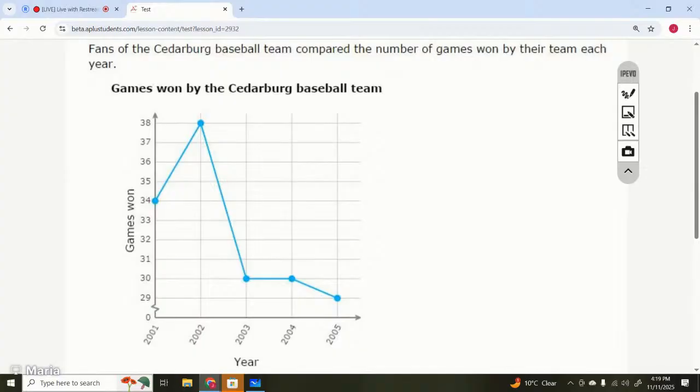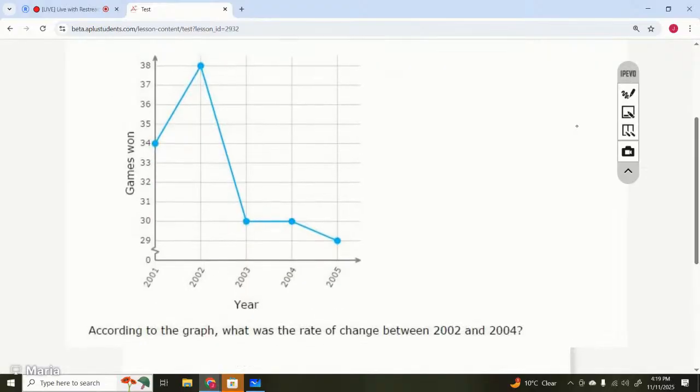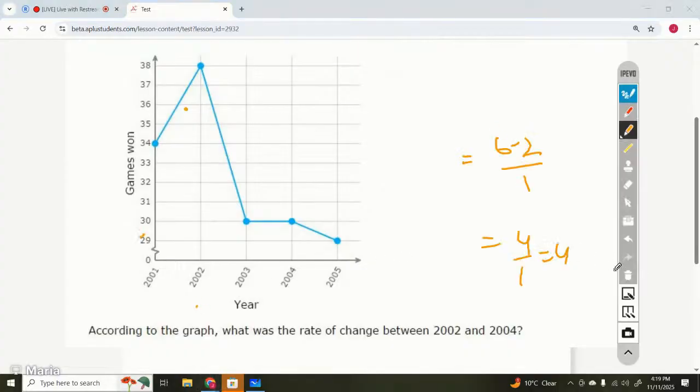Fans of the Cederberg team compared the number of games won by their team each year. Games won by the Cederberg baseball team. According to the graph, what was the rate of change between 2002 and 2004?